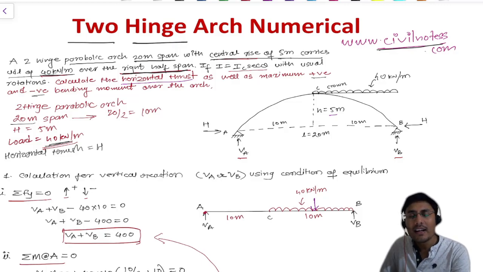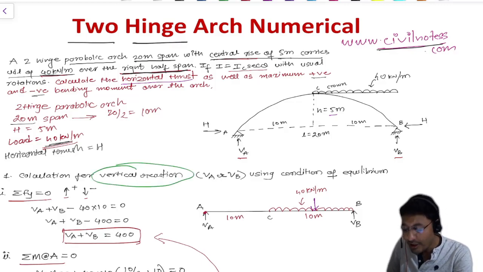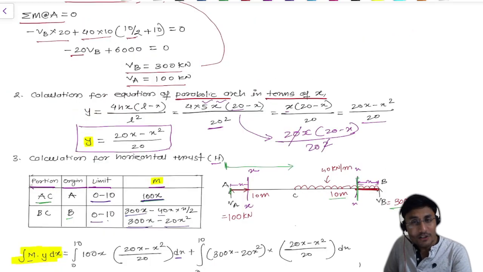Before moving on, in the last part 1, I mentioned vertical clearances at this portion. Okay, so ignore that one. That is the vertical reactions. Apologies for that.